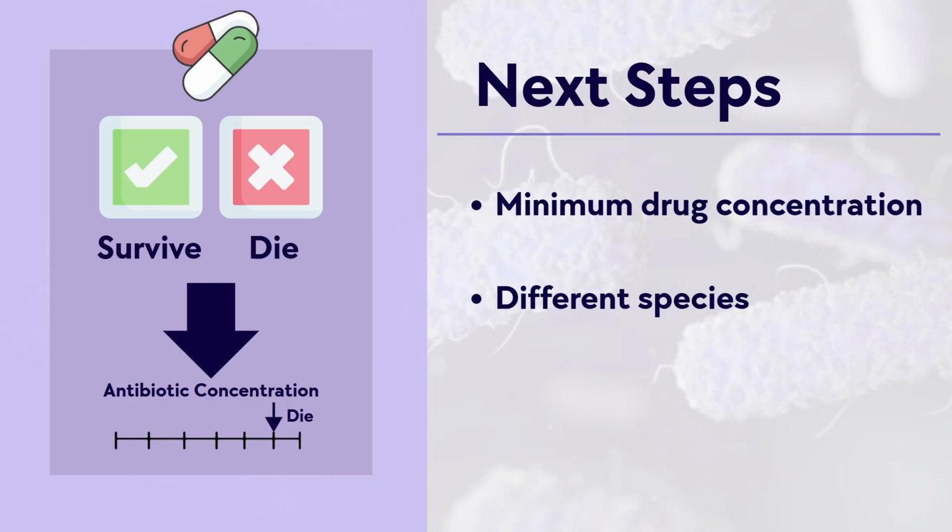Instead of just predicting if a bacteria will live or die, I want to predict the minimum drug concentration needed to kill the bacteria, what we call the MIC value. This gives a much more detailed picture, just like going from hot or cold to reading the exact temperature in a room. So far, I've tested my model on one of the most prevalent bacteria, E. coli, but I will be testing how well this works on other species of bacteria as well.